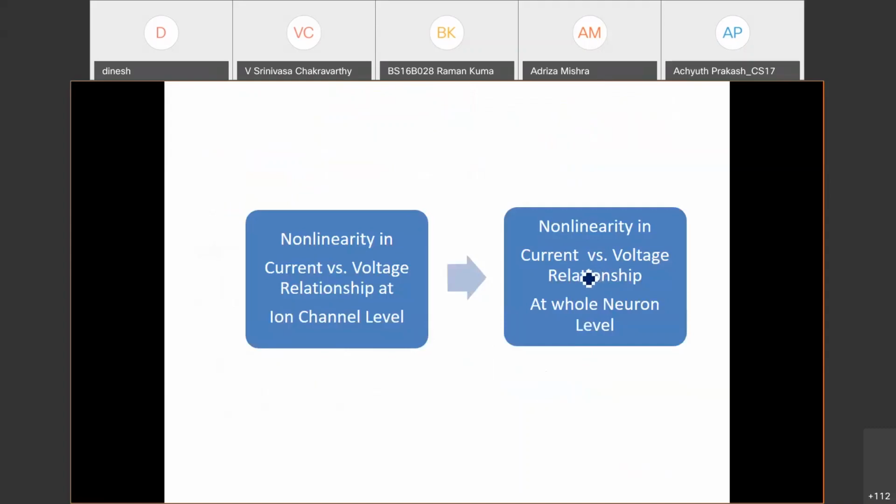What is interesting is this nonlinearity that is happening at the level of single channels is what gets translated into a nonlinear relationship at the level of a whole neuron. Why is the current-voltage relationship nonlinear at the level of the ion channel? Because we think of voltage dependent ion channels. It's a voltage dependent conductance. So we all know what Ohm's law is.